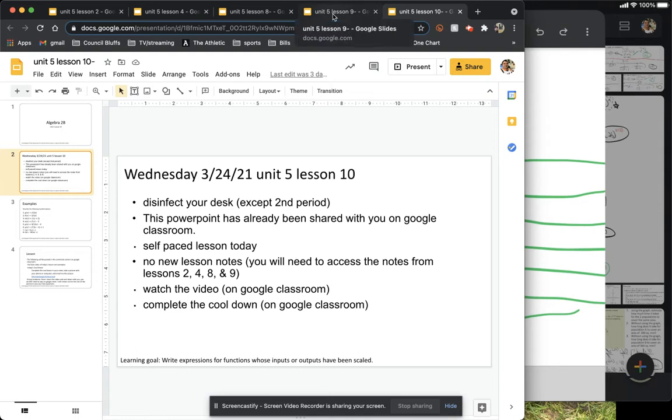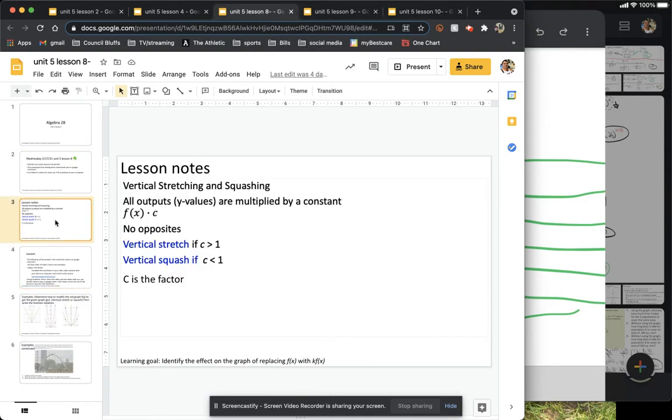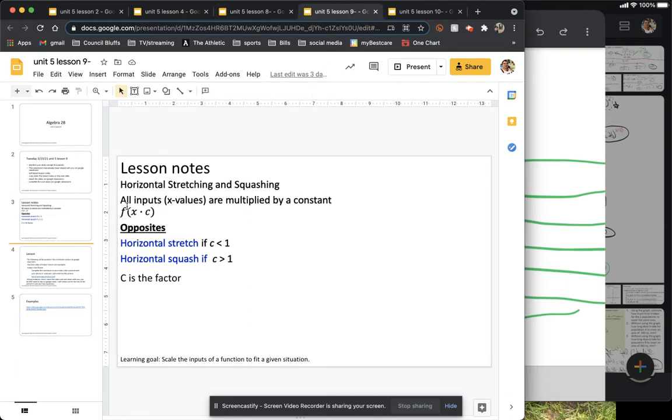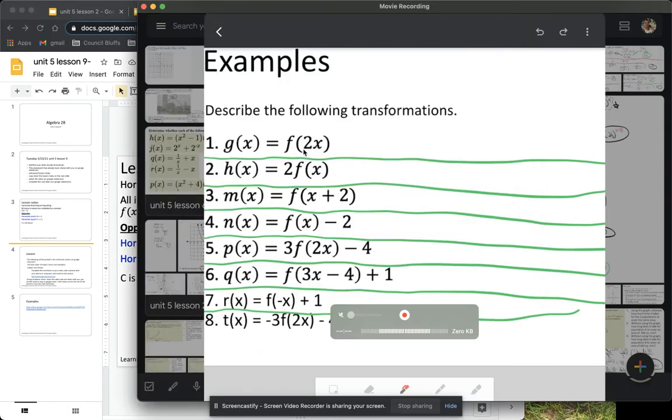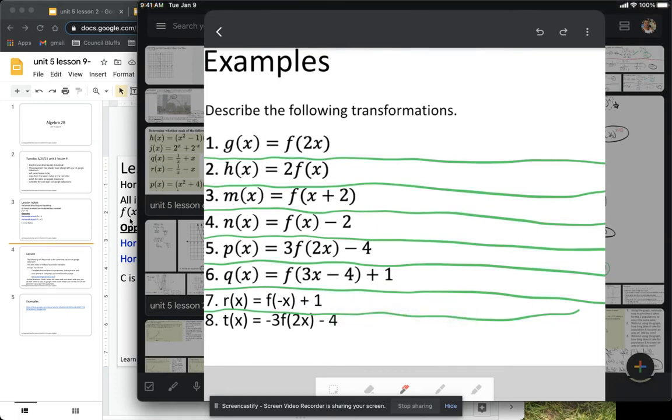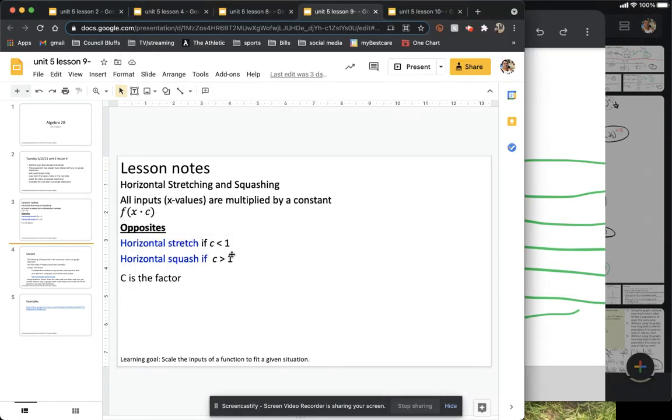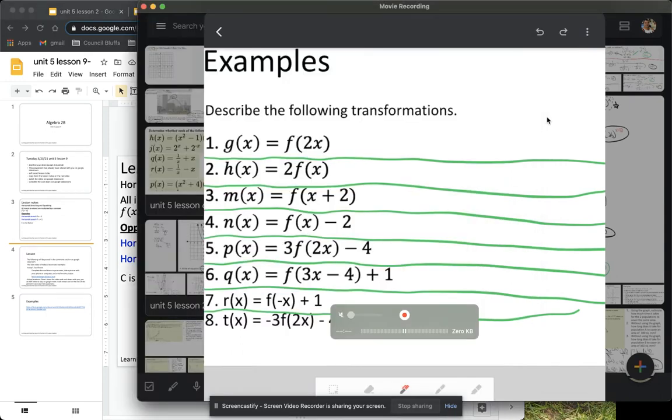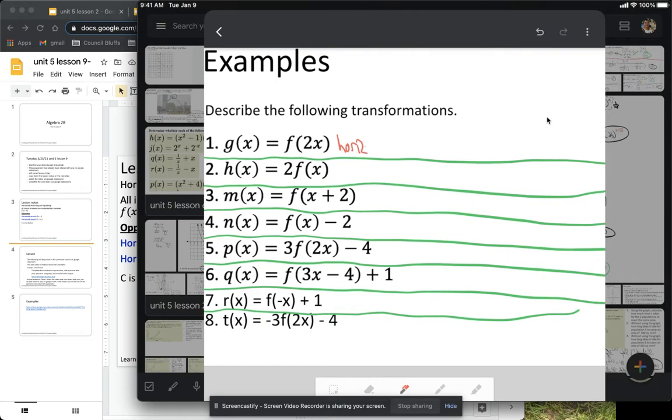If I look at 8, for example, notice with a vertical stretch and squash, the multiplication goes outside the parentheses. So this is going to be a horizontal stretch or squash. Now notice in this case, we're multiplying by 2 inside the parentheses. So 2 is greater than 1. So this is going to be a horizontal squash.